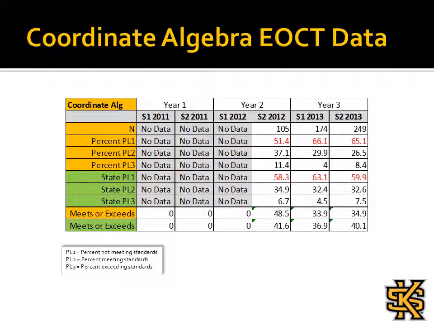As we transition our analysis into the Coordinate Algebra domain, this end-of-course test was not administered until the first semester of 2012. The state did not start tracking data until the second semester of the same year. Regardless, the percentage of our students who did not meet standards increased from 51% in 2012 to 65% in 2013.